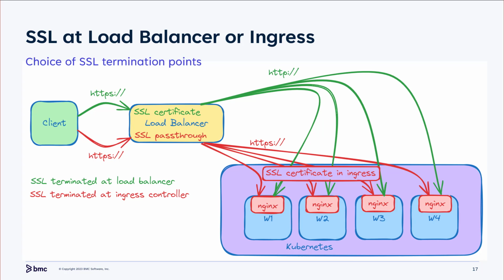If you're terminating SSL at the ingress controller, it's the red route. So HTTPS SSL from the client to the load balancer. The load balancer simply passes it through to the ingress controllers. They decode it and then pass the requests onto the relevant application pods.